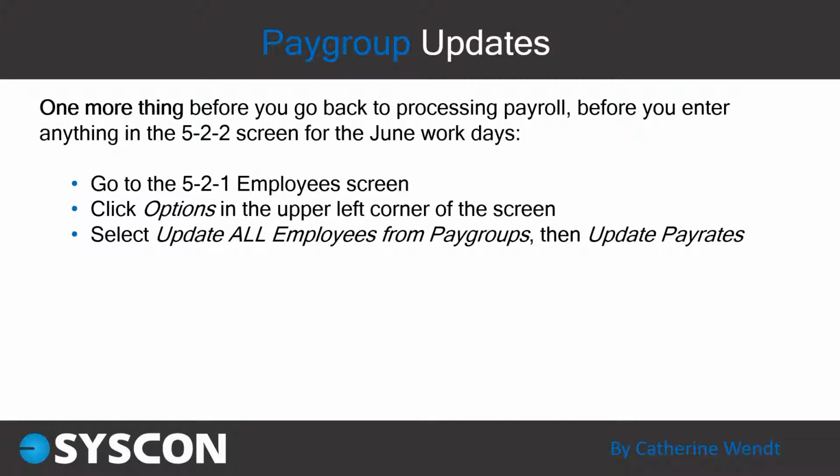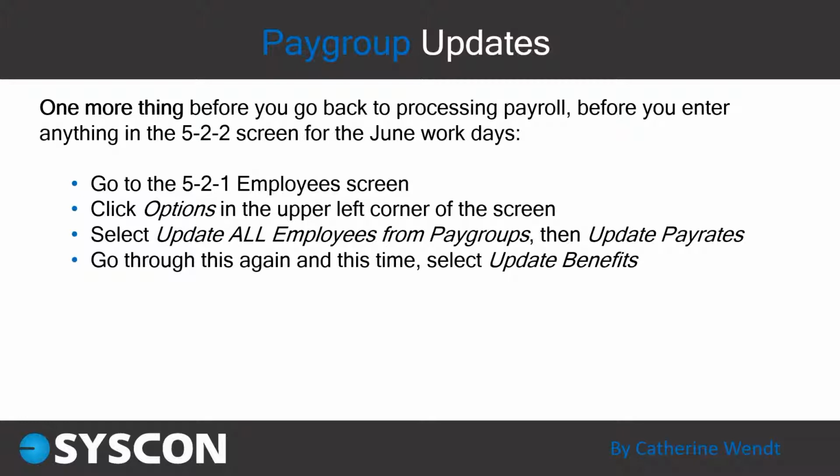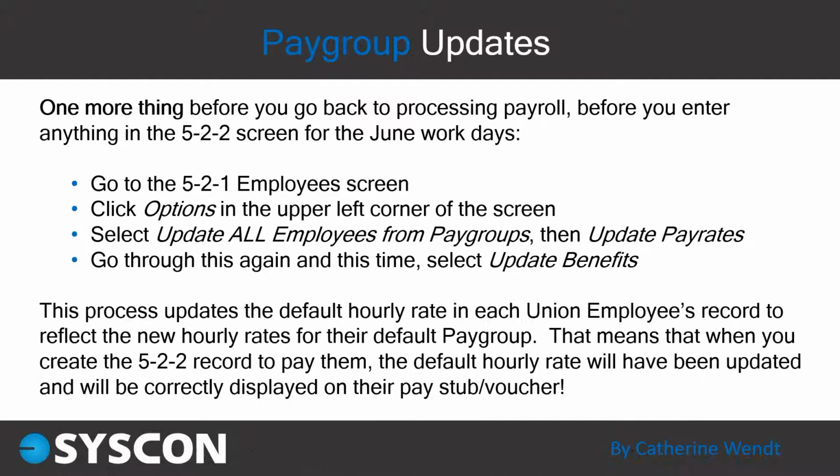When you hover over that, two options come up. The first one is update pay rates. Let that run. Go back, choose option, update all employees from Paygroups again, and this time choose the second one, which is update benefits. This process updates the default hourly rate for each of the union employees' records in their 521 screen with the new hourly rate for their default pay group. So that means that now when you go to the 522 screen and you create their pay record and it brings in their default hourly rate, it's going to bring in the new default hourly rate.